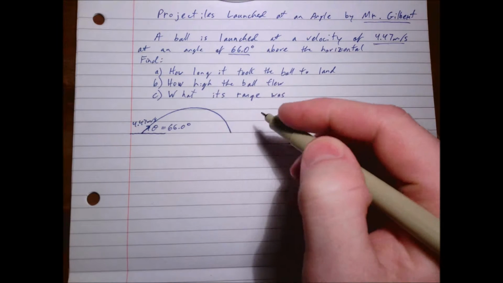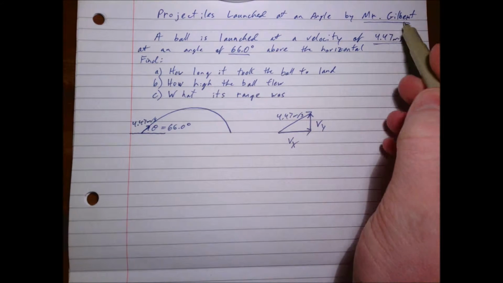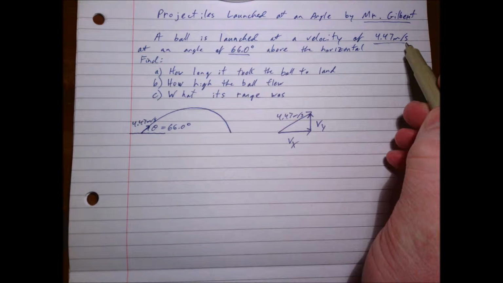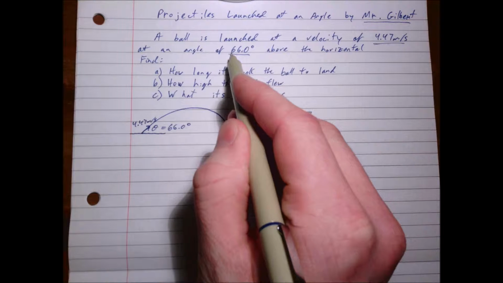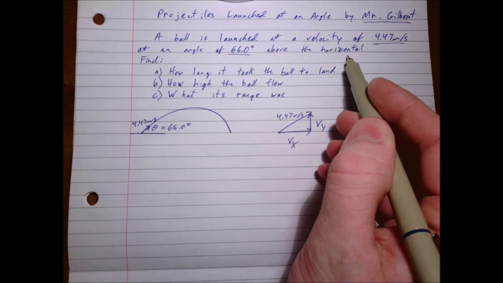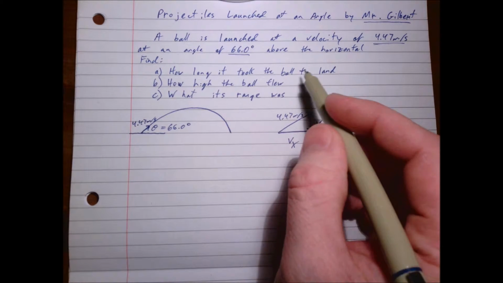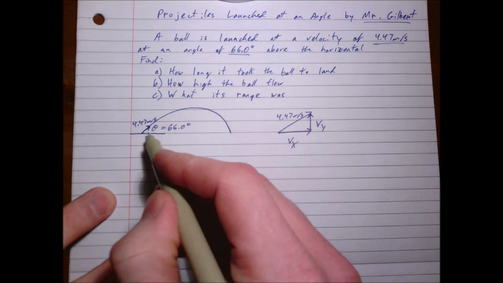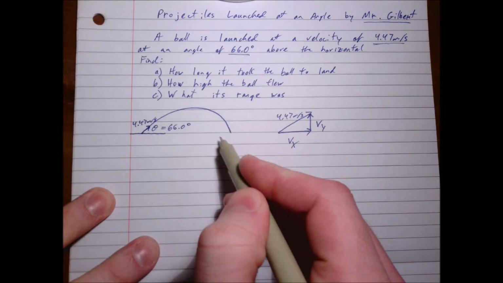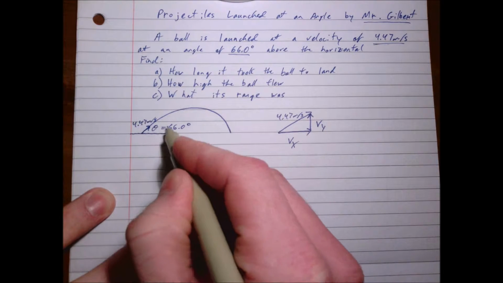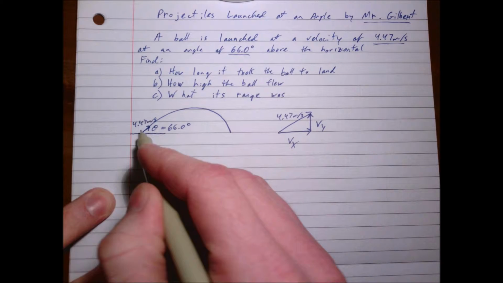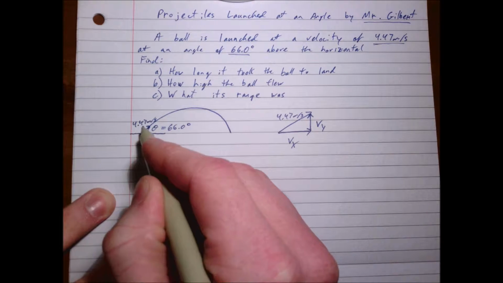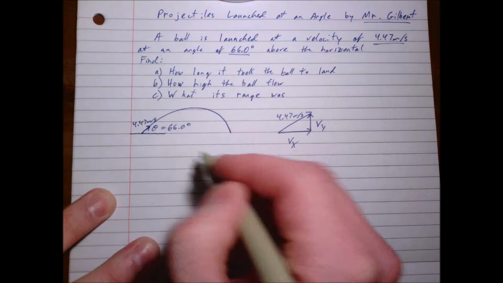Right, so let's do a projectiles question. I'm Mr. Gilbert. A ball is launched at a velocity of 4.47 meters per second at an angle of 66.0 degrees above the horizontal. So right away when I read this question, I draw a picture. This isn't to scale, but I draw an approximate arc, and I draw in theta equals 66.0 degrees, and the initial velocity, which is 4.47 meters per second. That's all they give us.